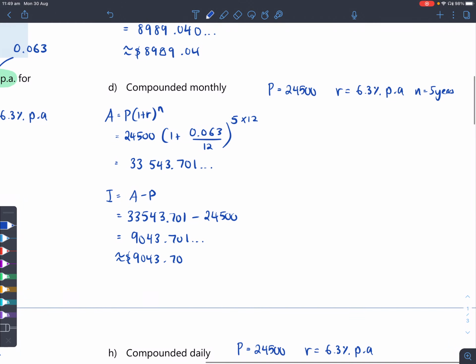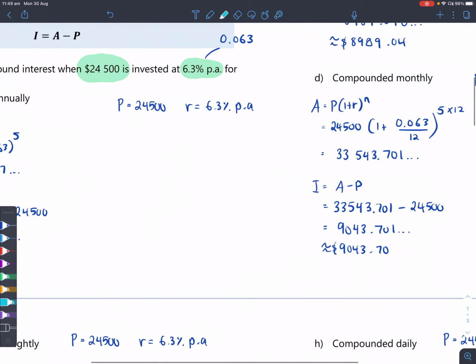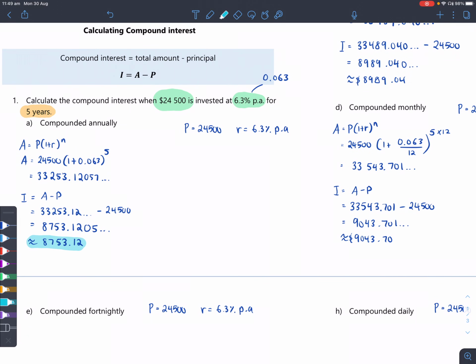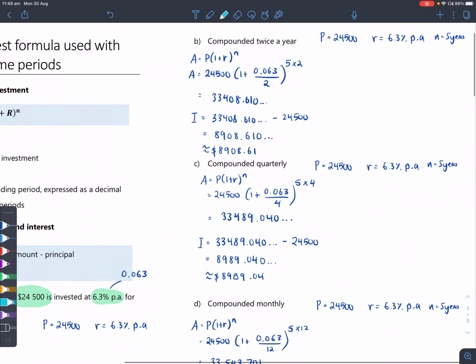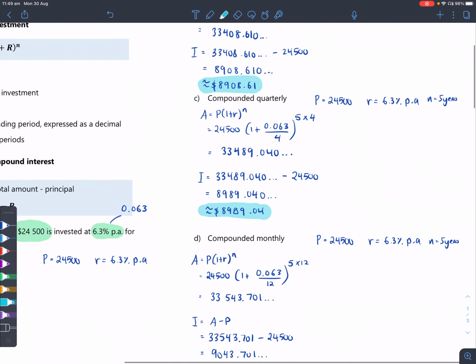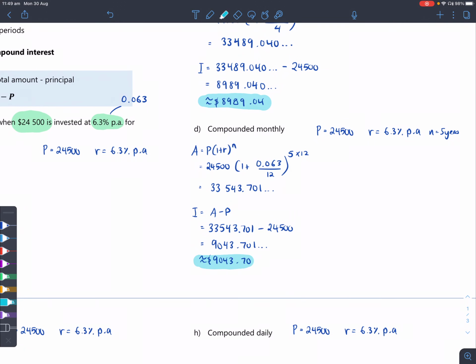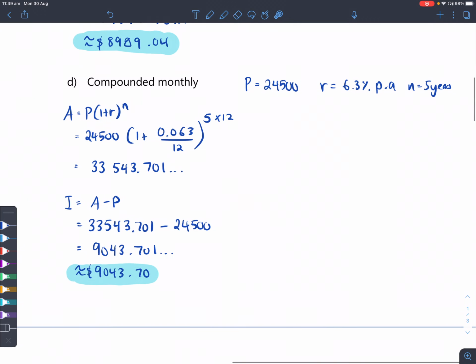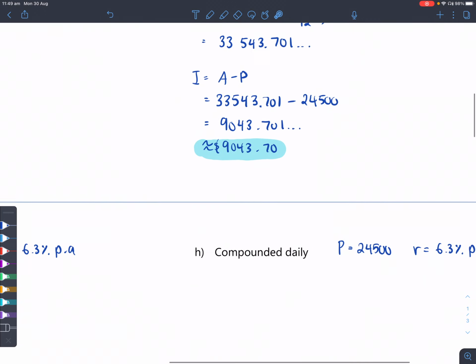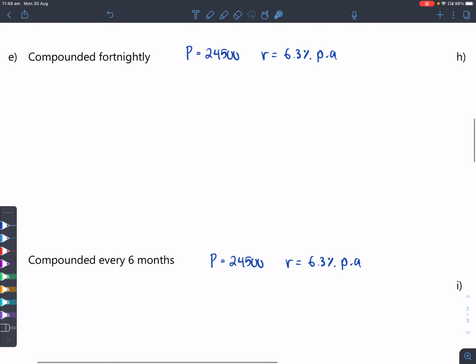Okay. So if you have a look at these amounts here, which I'll highlight in a different color, focus on them. We've got 8,753. We've got 8,900 and something, 8,900 something, and then now I've got 9,000. So you can see that it's increasing over time as the number of times I compound per year increases. Okay, so let's have a look on the next page where we dive into another question where we compound even more frequently.